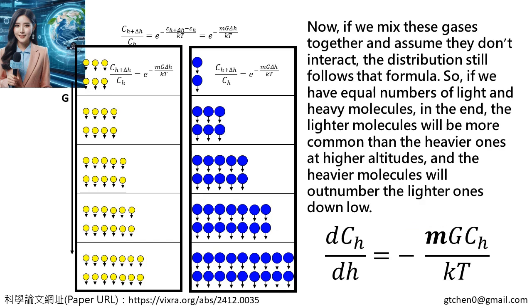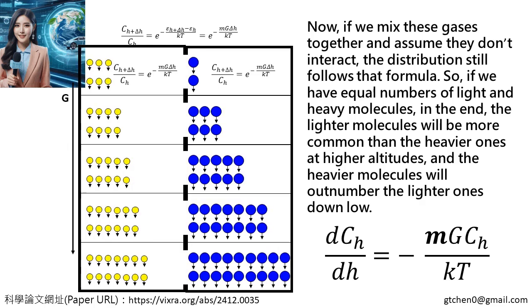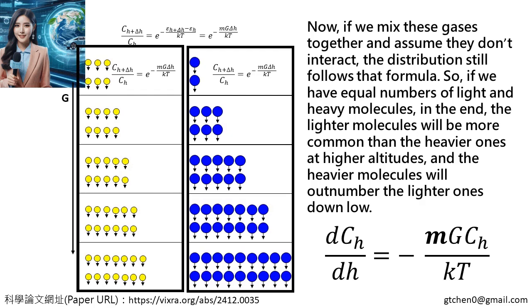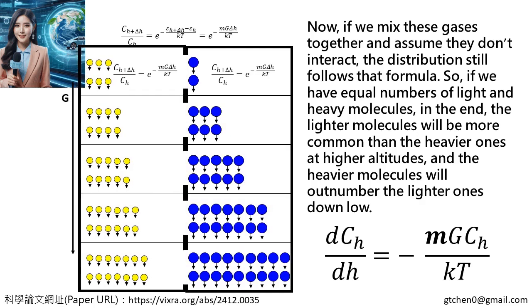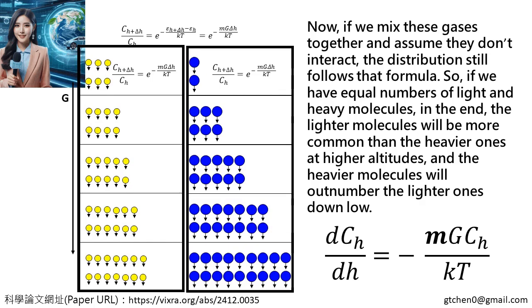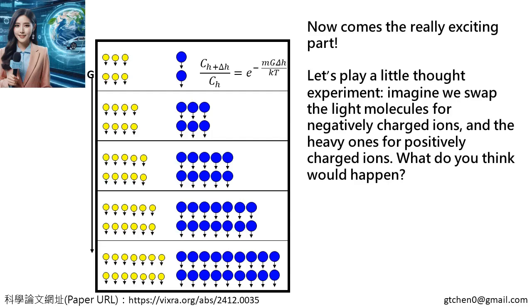Now, if we mix these gases together and assume they don't interact, the distribution still follows that formula. So, if we have equal numbers of light and heavy molecules, in the end, the lighter molecules will be more common than the heavier ones at higher altitudes, and the heavier molecules will outnumber the lighter ones down low. Now comes the really exciting part. Let's play a little thought experiment.